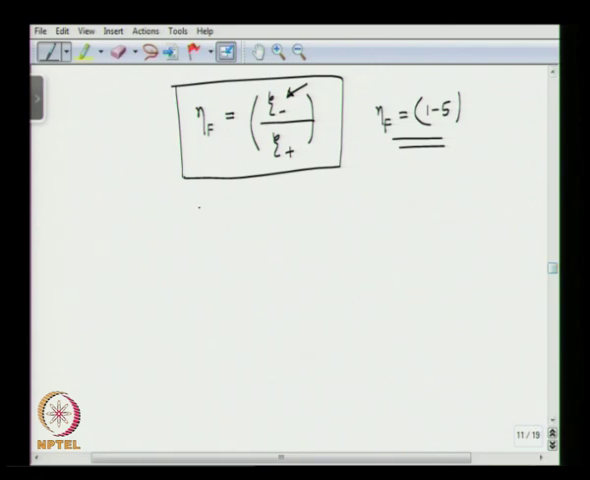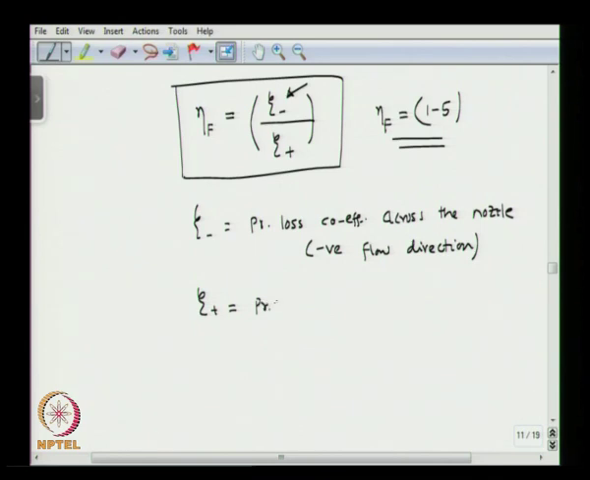So xi minus is the pressure loss coefficient across the nozzle, so that is the negative flow direction. And xi plus is the pressure loss coefficient across the diffuser, which is the positive flow direction.